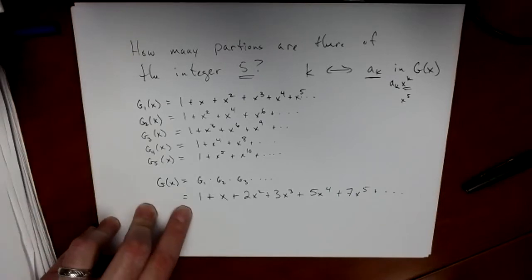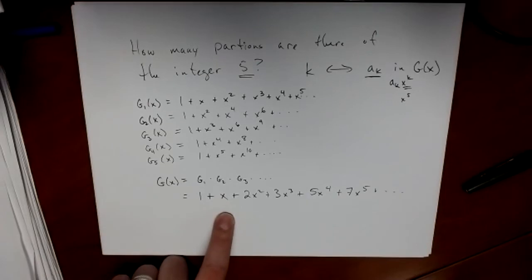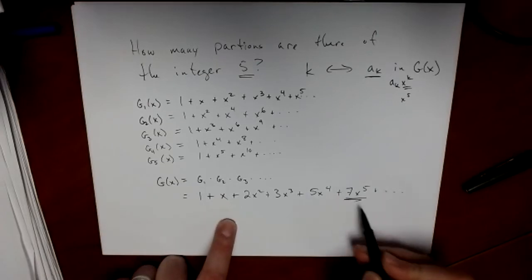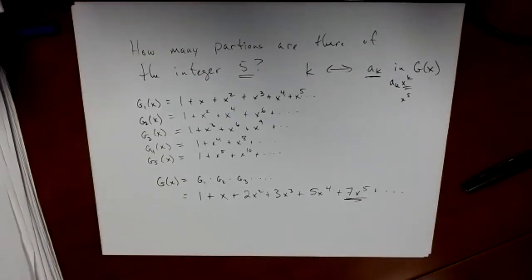Now, I did that by directly multiplying them out, and that's fine if you just need to find the coefficient of the x to the fifth term. Of course, if you wanted the coefficient of the x to the 83rd term, you might want something a little better than that.